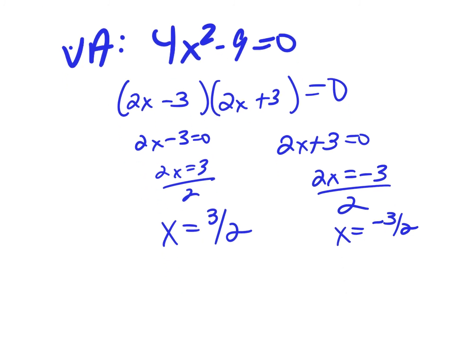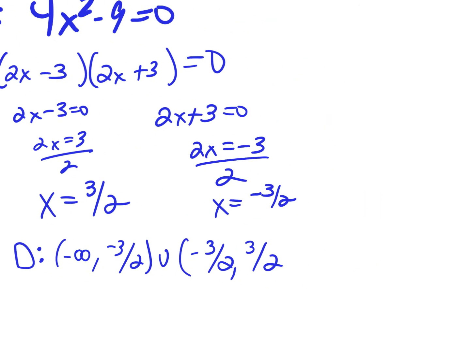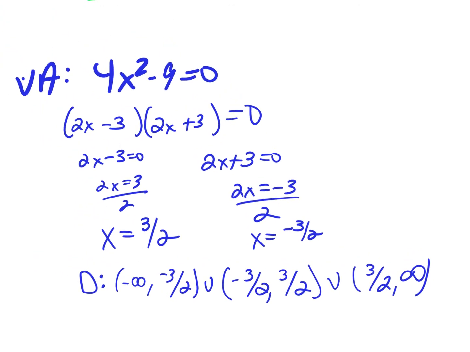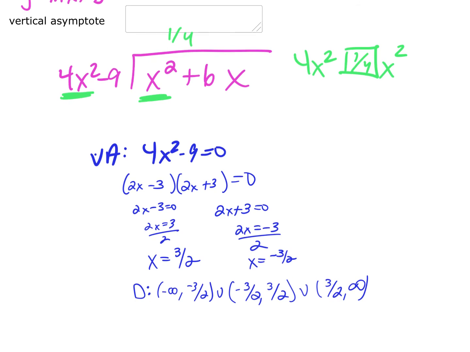Now, it doesn't ask you this, but what is the domain based upon those 2 vertical asymptotes? Negative infinity to negative 3 over 2. Great. Union. Negative 3 over 2 to 3 over 2. Good. Union. 3 over 2 to infinity. Perfect.